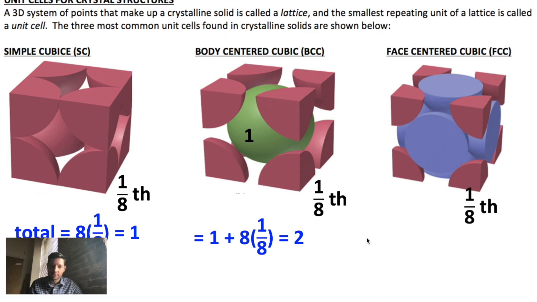What about the third one? Well, the third one still has those eighths at each corner, so there's 8/8. But then we have these faces. They're just shaded in blue to make them look different.